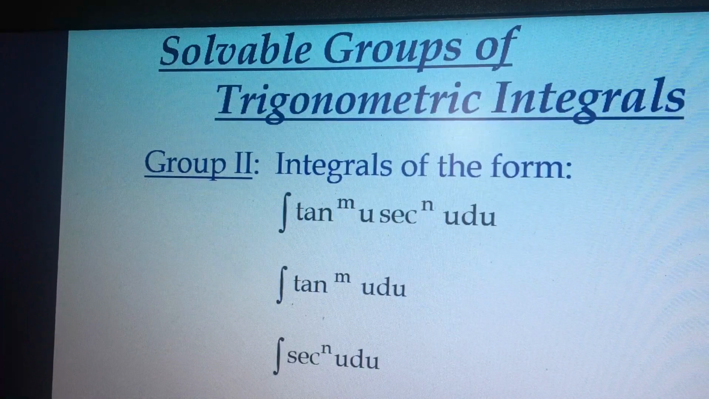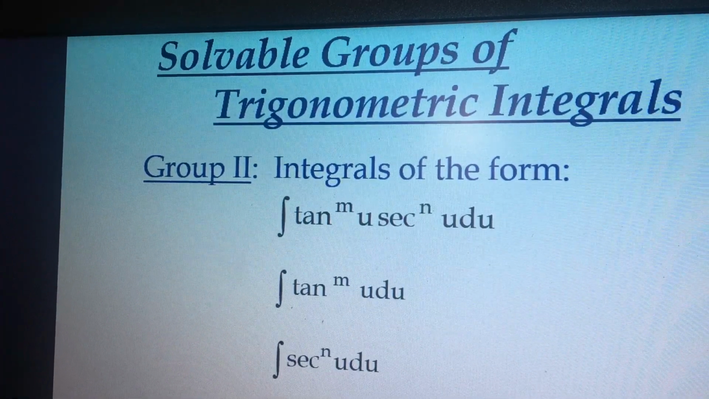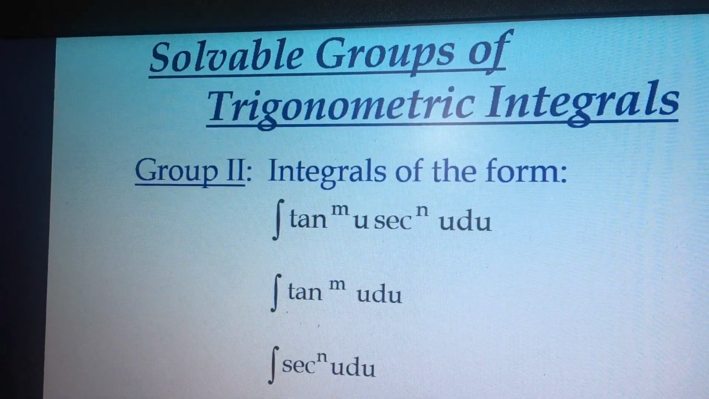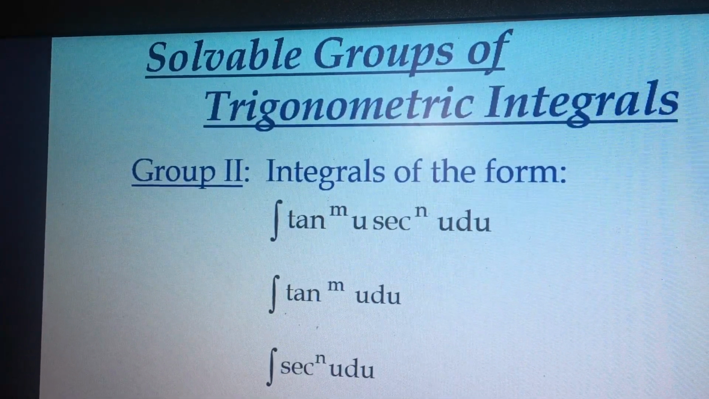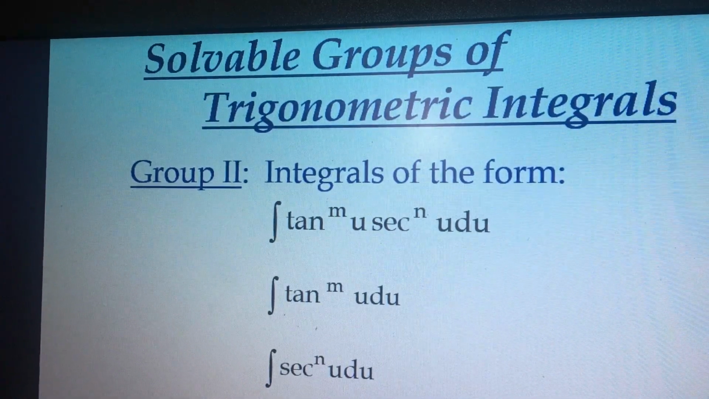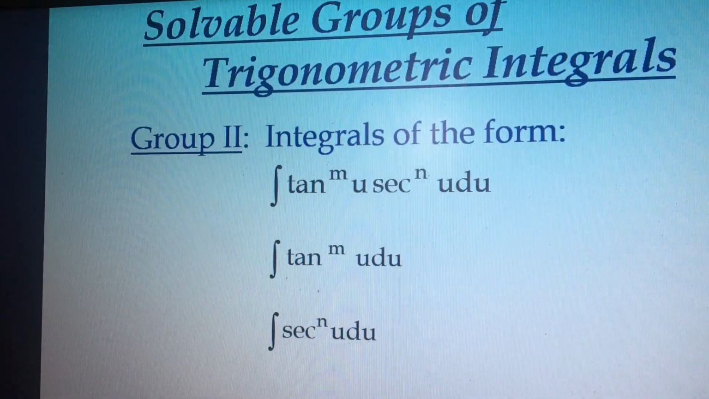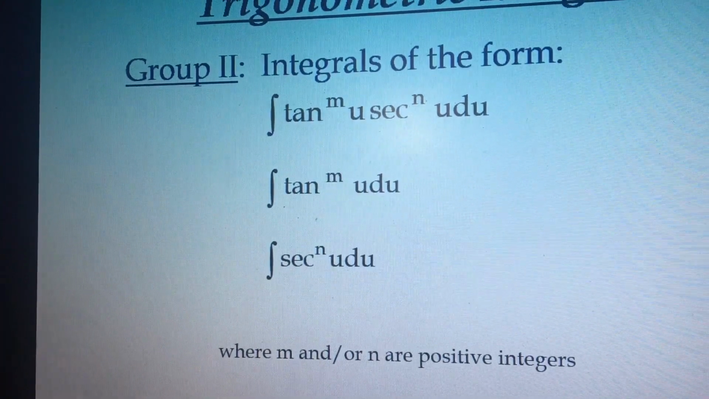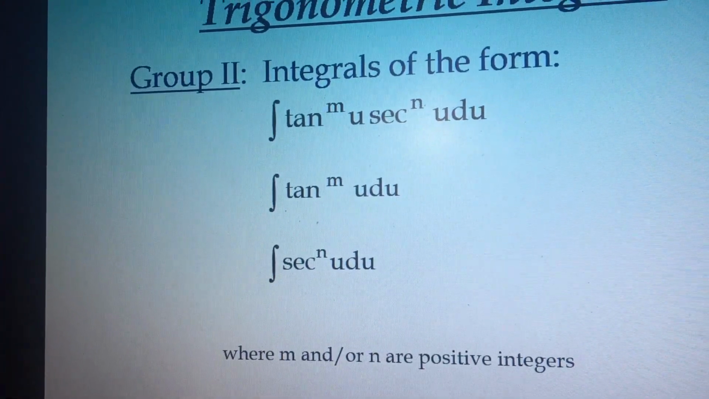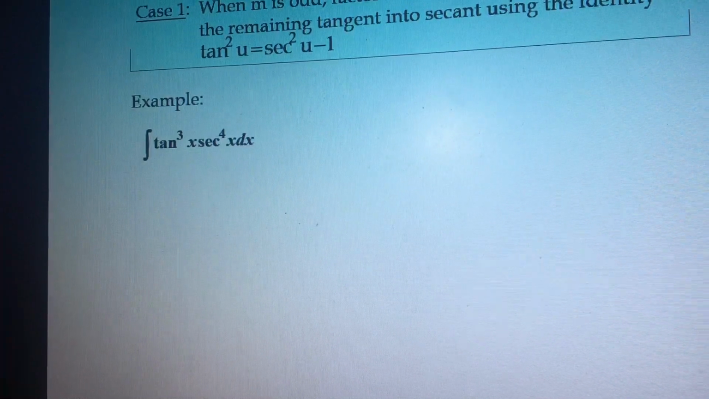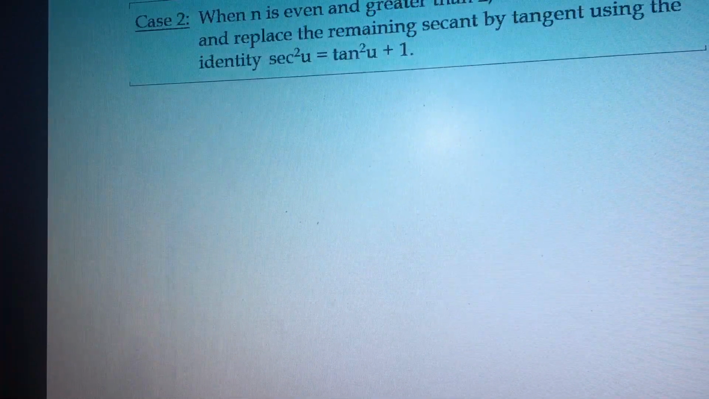Today we are going to continue our discussion on the solvable groups of trigonometric integrals. We are still going to focus on group 2, those integrals of the form you can see in this slide. Same condition: m and/or n are positive integers. Last time we solved an example for case 1. Today we are going to solve an example for case 2.